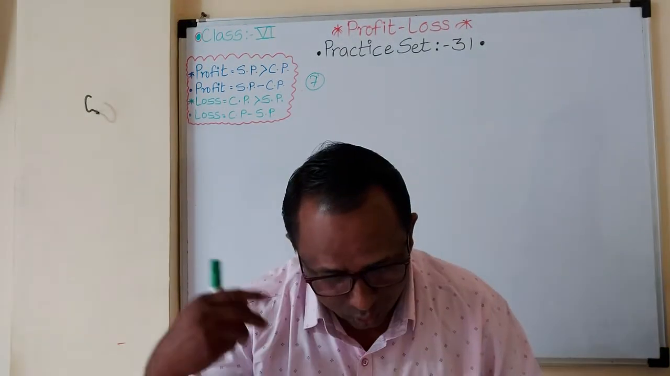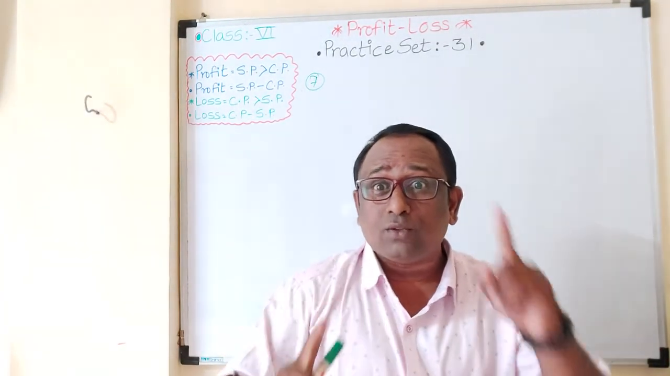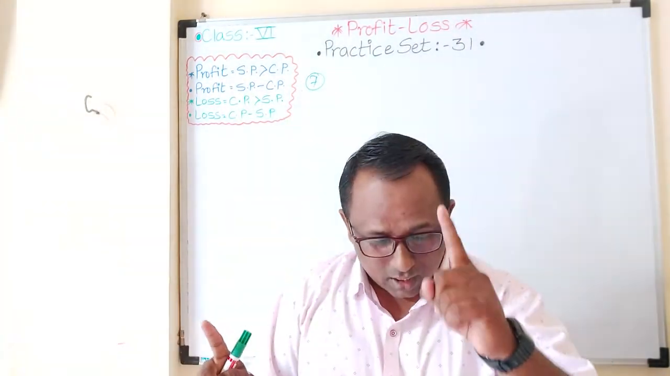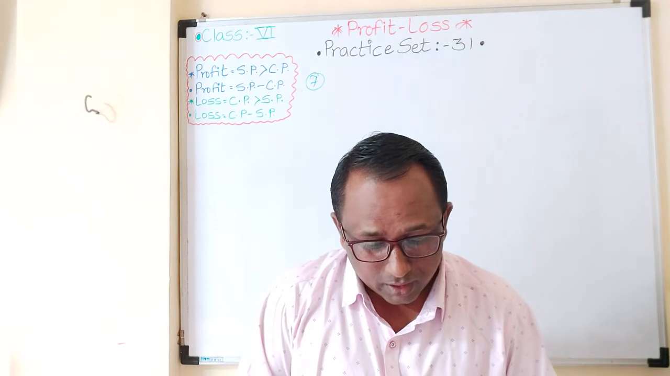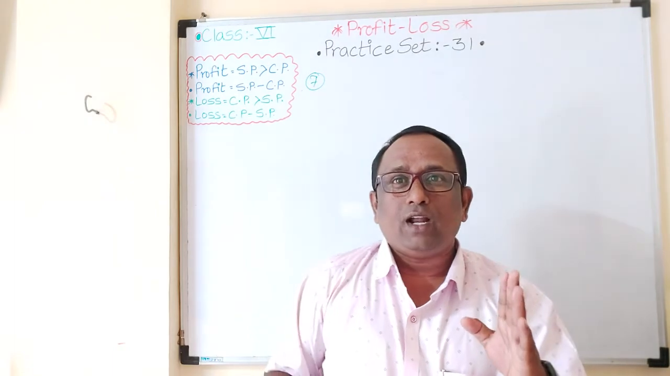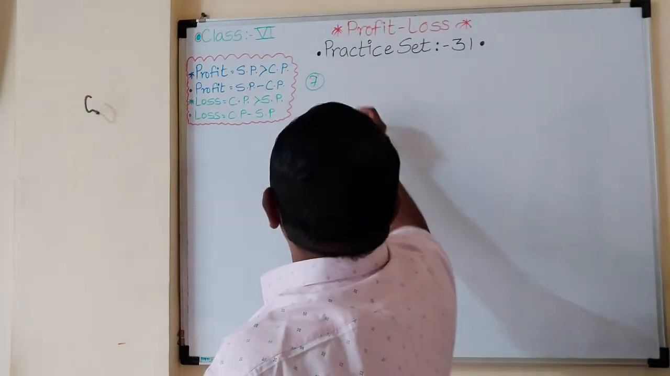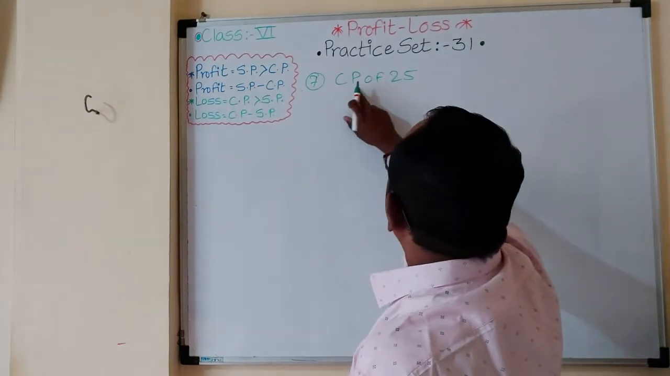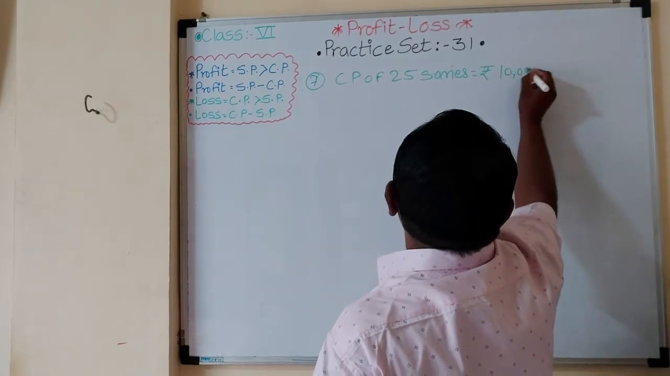Then she sold them all at rupees 460 each. 460 each. One sari is 460. 25 saris amount to 10,000. One sari 460. How much profit did Kantabai get in this transaction? So profit is here only. We have to find out the cost of 25 saris. One sari's price is given. So the cost price of 25 saris is equal to rupees 10,000.